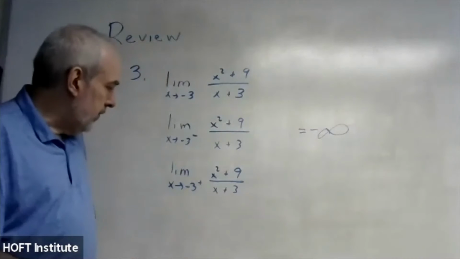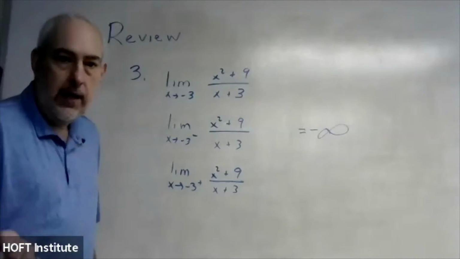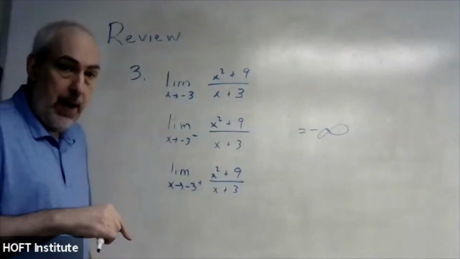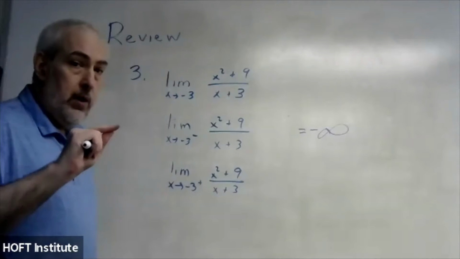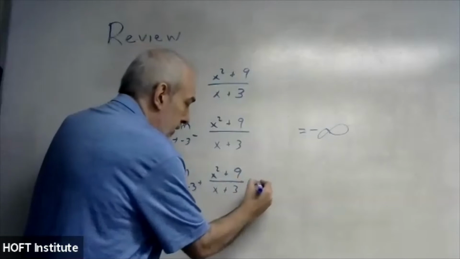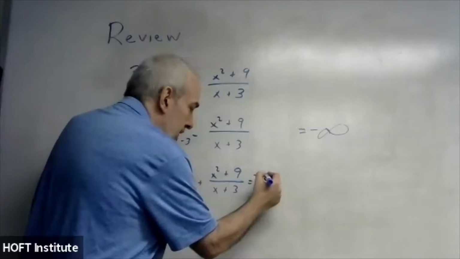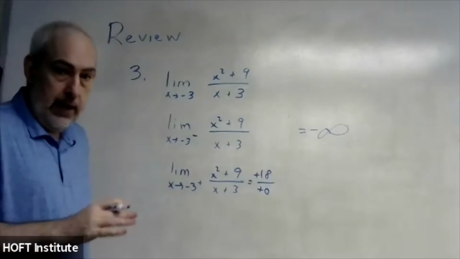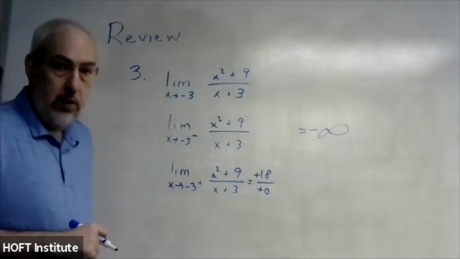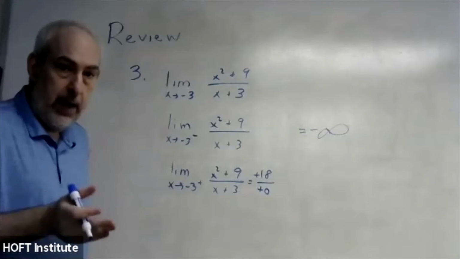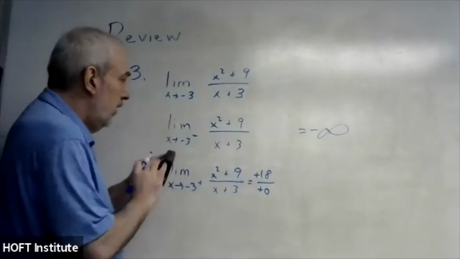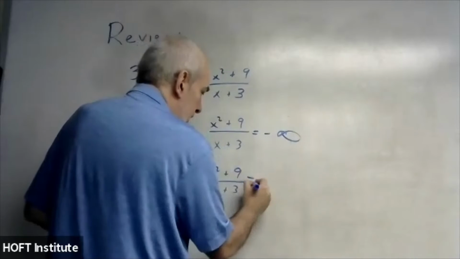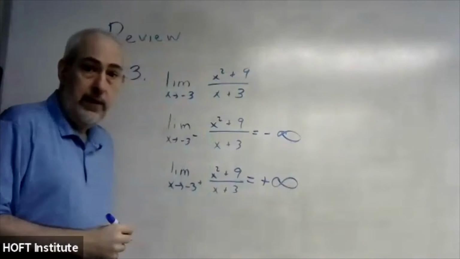So a number a little bit bigger than -3 would be like -2.9. And then +3 would give you +0.1. So the bottom is getting small, but it's getting small using positive numbers. And the top is still going towards 18. So we have a positive over a positive, and our bottom is going to 0. So the whole thing will go to infinity. It'll go to positive infinity because a positive over a positive is positive. Okay. So the limit from the left was negative infinity, and the limit from the right was positive infinity.